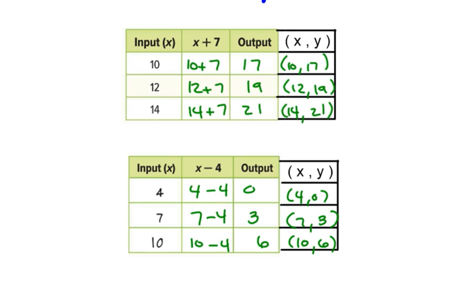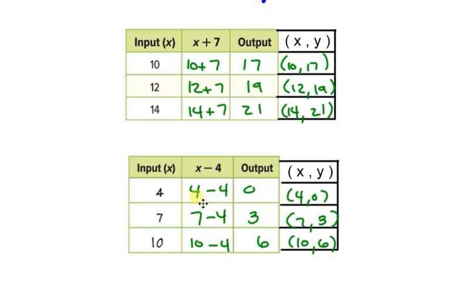All right, if you're not done, make sure that you pause the video because I'm going to go over the answers. So for the first one up here, we have 10 plus 7, which is 17. So our ordered pair is 10, comma 17. The next one is 12 plus 7, which is 19. So our ordered pair is 12, comma 19. Then we have 14 plus 7, which is going to be 21. So we have 14, comma 21.